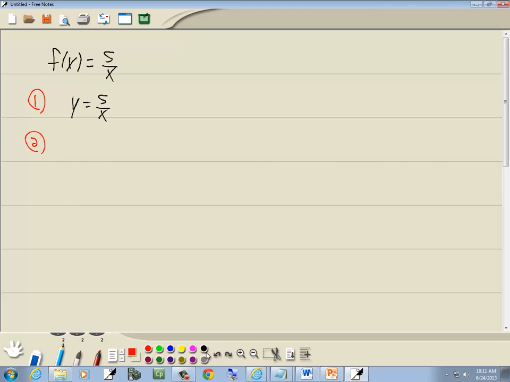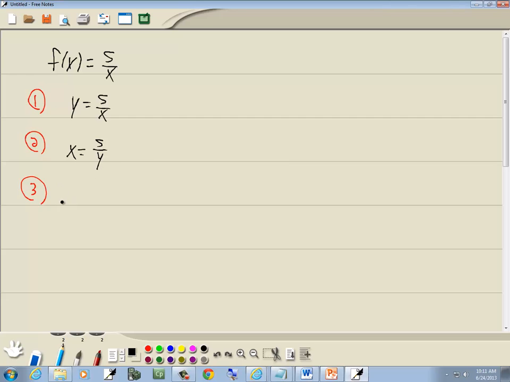Step 2, interchange x and y. So we got x is equal to 5 over y. Step 3, solve for y. Well, we need to get rid of the fraction, so it's always the same. To get rid of fractions, you multiply everything by the LCM of all your denominators. We only have one denominator, so that is our LCM.